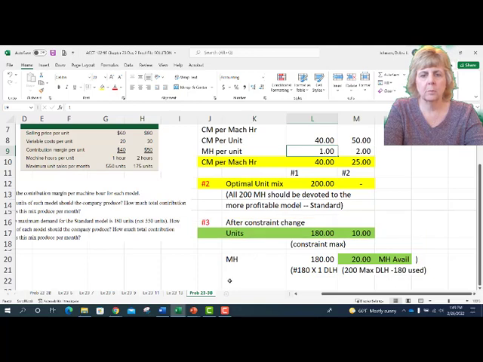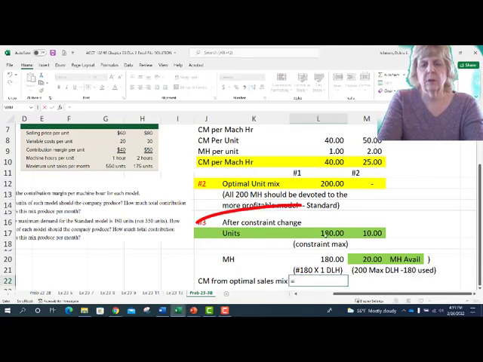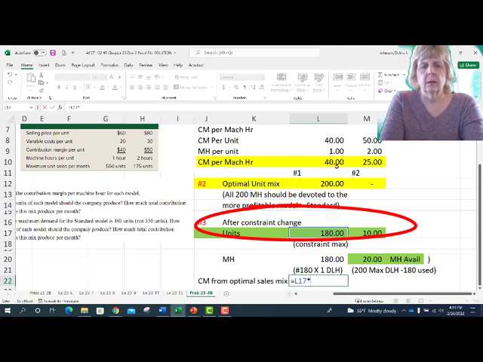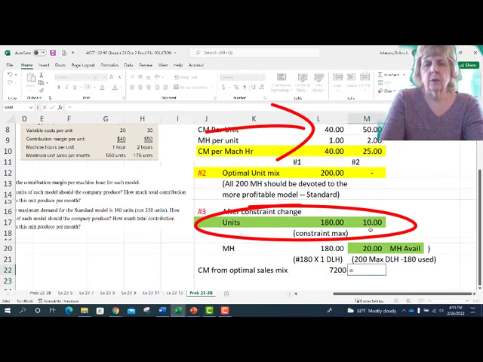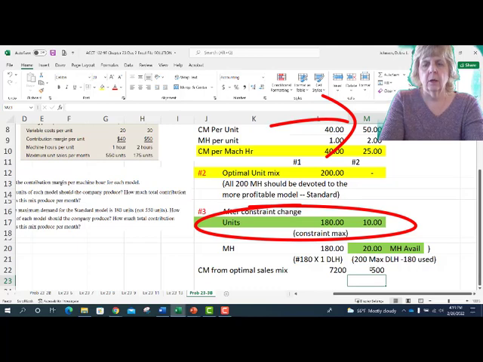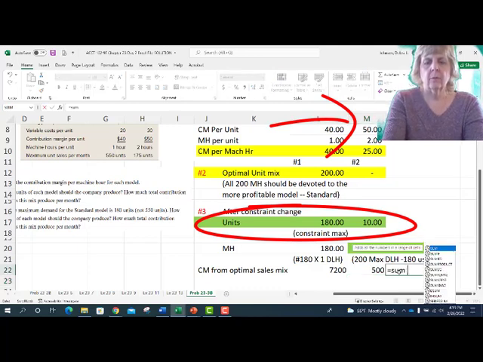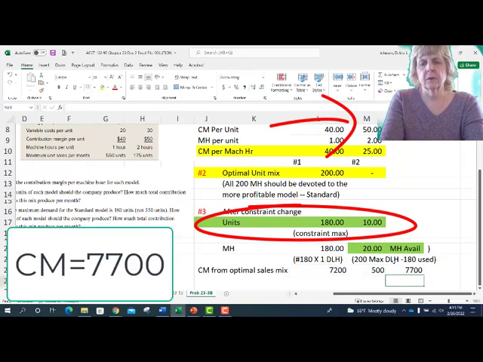The thing I didn't answer here was how much contribution margin that would bring in. The contribution margin from that optimal sales mix would be the 180 units of the first product at $40 and 10 units of the second product, the Pro model, at $50 a unit. When we add that up, we would have our total contribution margin from the most profitable sales mix under the second set of constraints.